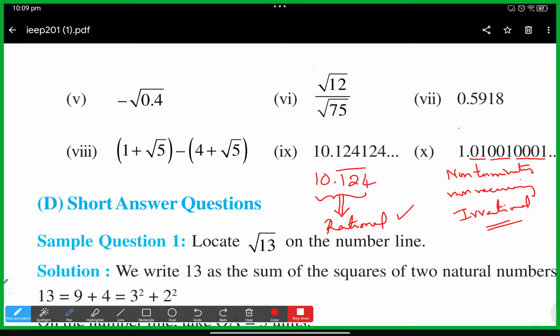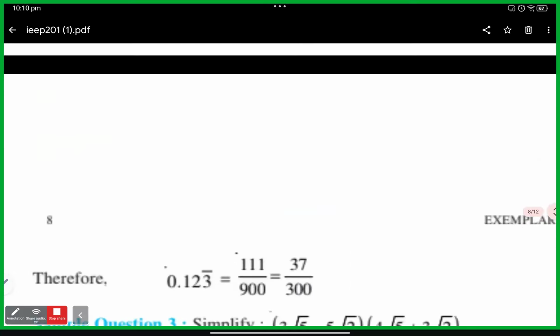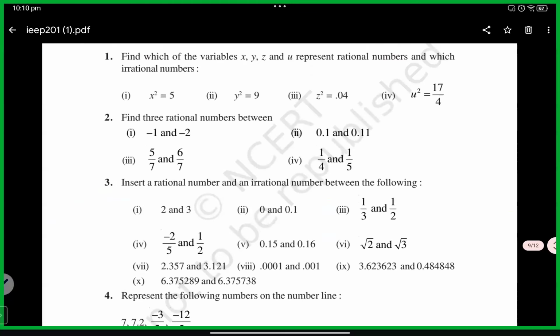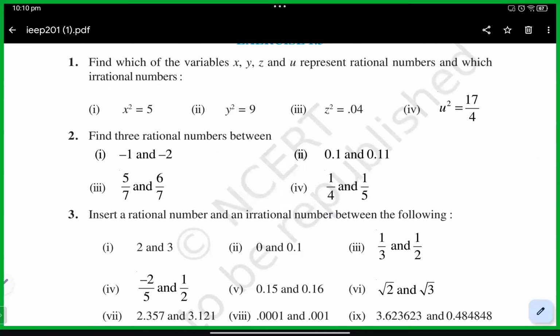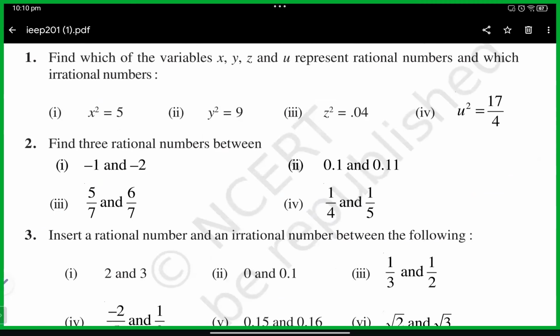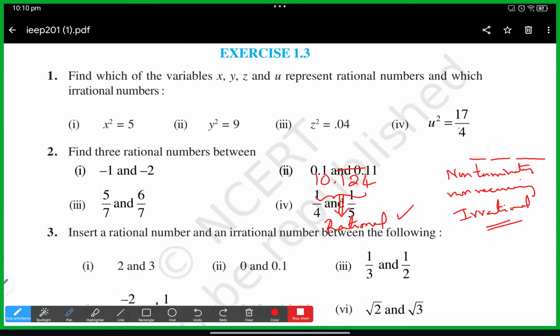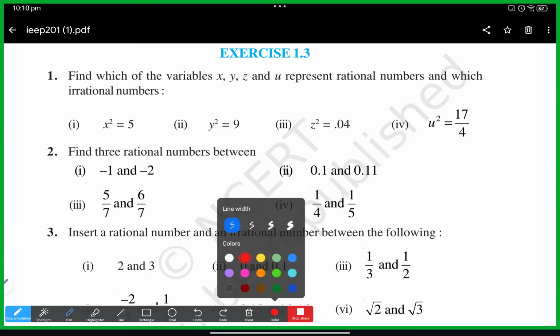Okay, so this is about this one. So in the next exercise also, maybe we will finish the things, and we will complete the chapter. So first question: find which of the variables x, y, z and u represent rational numbers and which are irrational numbers. Same way again, x, y, z. We need to find out the individual value of x, y, z or u, and then finally we should decide whether it's rational or irrational.